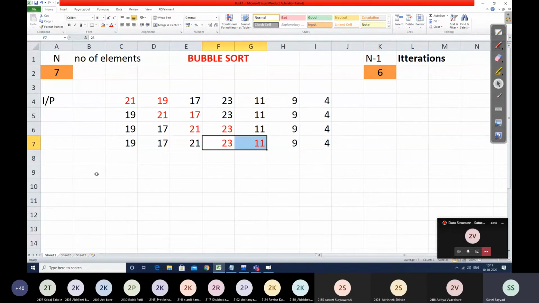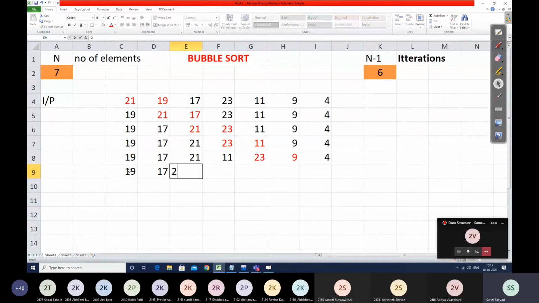So now next time I'll compare 23 with 11. Whether 23 is greater than 11? Yes, 23 is greater than 11. And that's why the swap will take place. That's why I have swapped 11 with 23. After that, there will be a comparison between 23 and 9. Whether 23 is greater than 9? Yes, 23 is greater than 9. That's why there will be a swap between 23 and 9. So I have done the swap between 23 and 9.